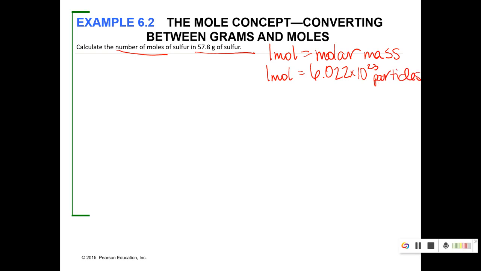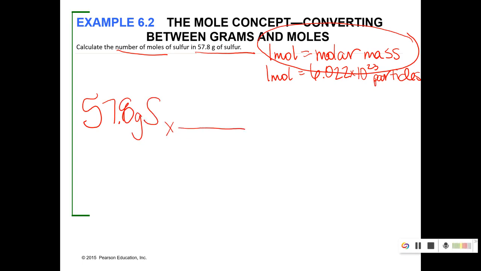Okay, so because it didn't say anything about particles, I am only going to use my molar mass one because that'll get me to moles. So we're going to do 57.8 grams of sulfur, and then grams of sulfur goes down here. 1 mole of sulfur goes up here. Again, it's 1 mole, so please make sure you're paying attention to that.